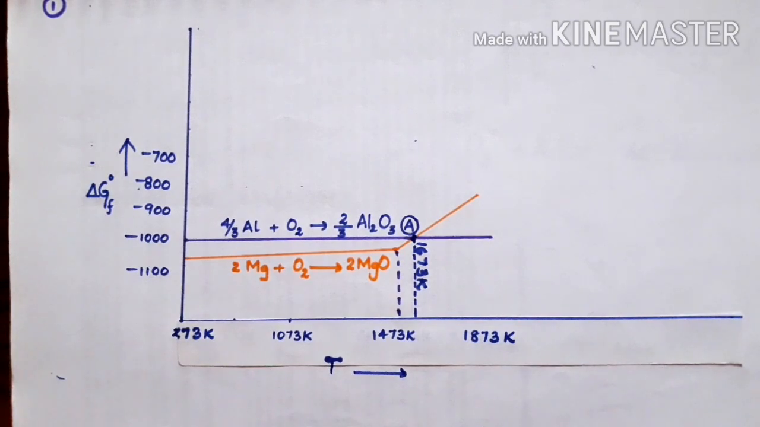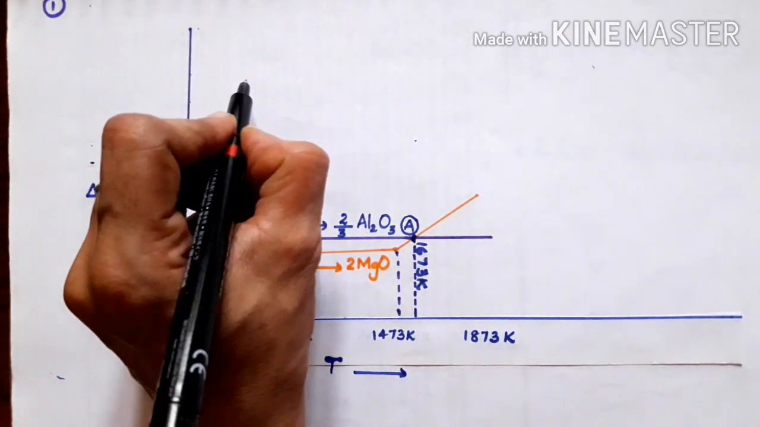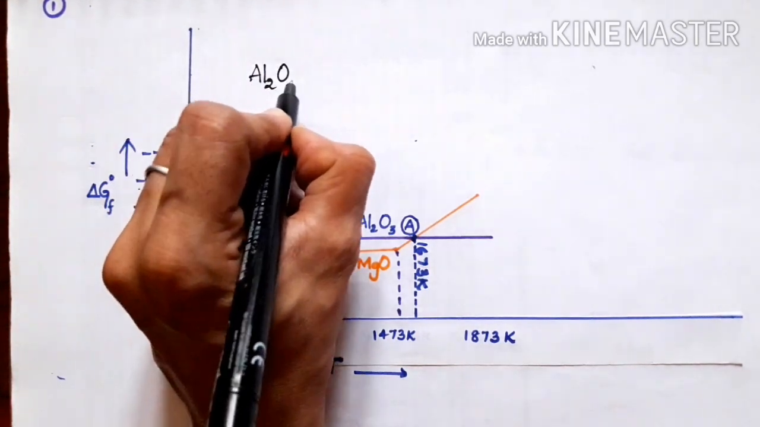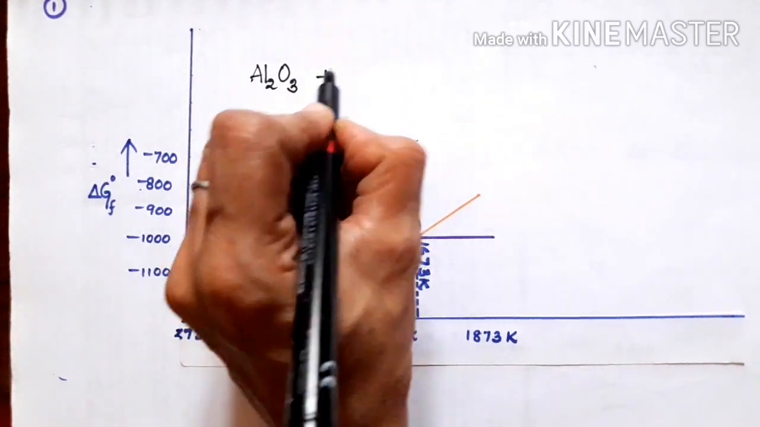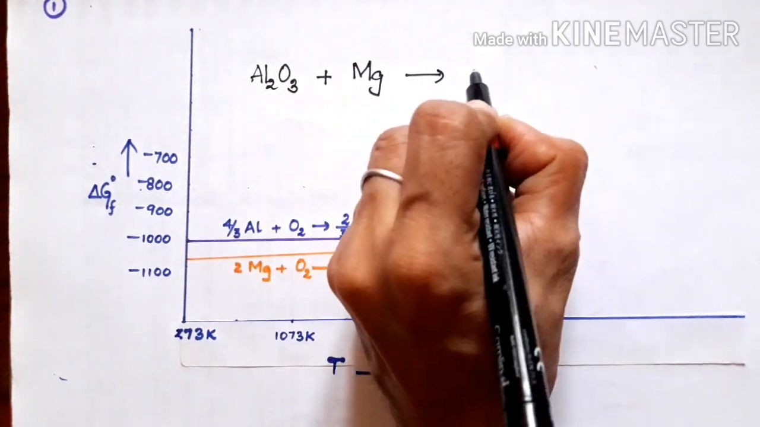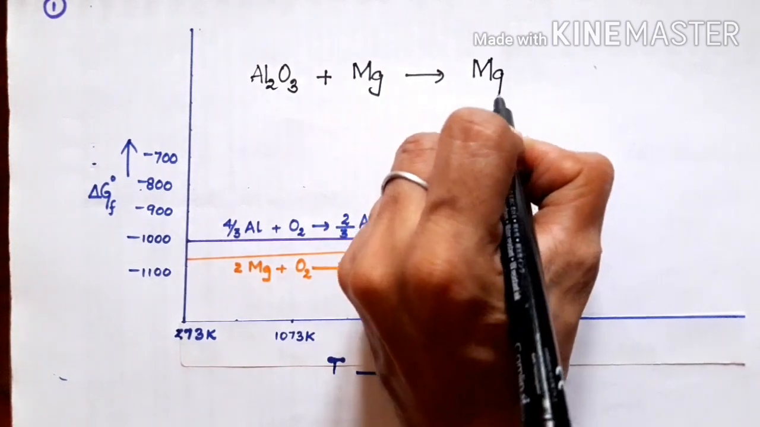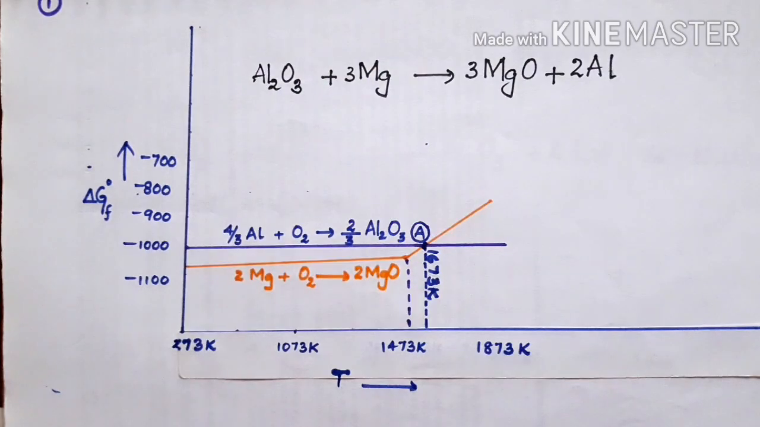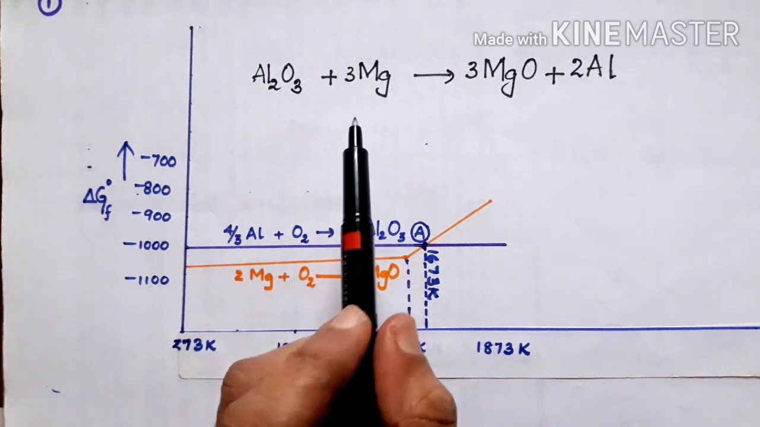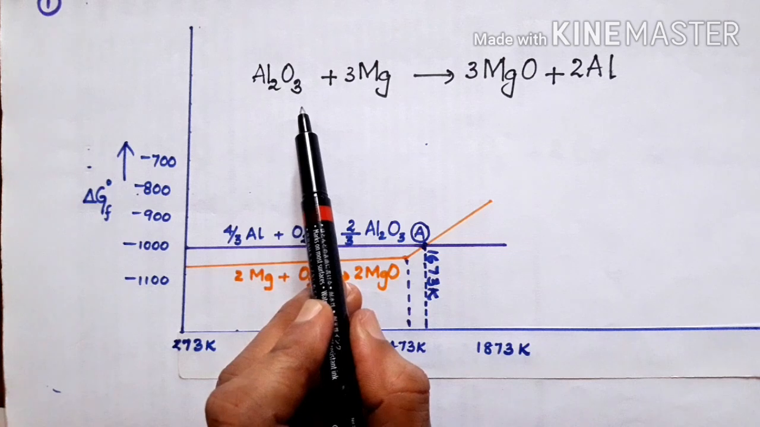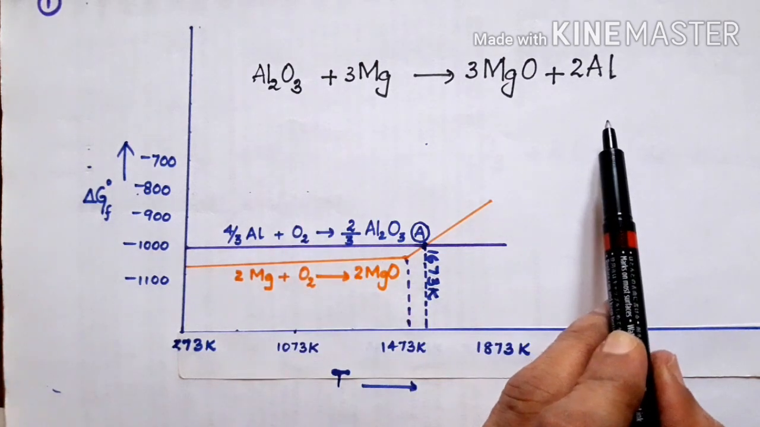Suppose you are given a question. Check whether Al2O3 can be reduced by magnesium to form magnesium oxide and Al. We want to check the condition at which magnesium is able to reduce aluminum oxide into aluminum.